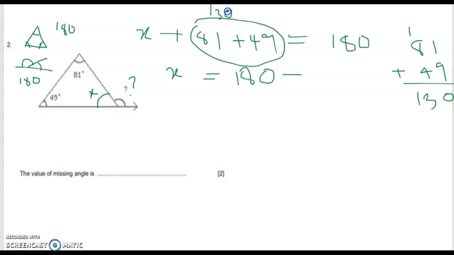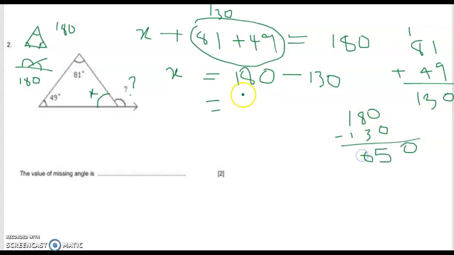So when I take that 130 to the other side, x is equal to 180 minus 130, which is equal to 50 degrees. So this x is equal to 50.